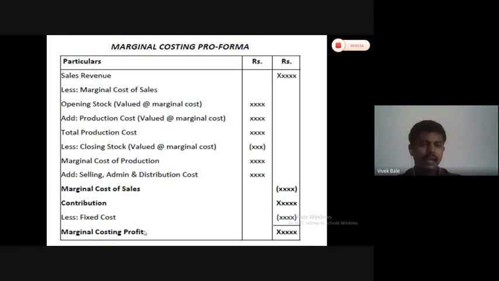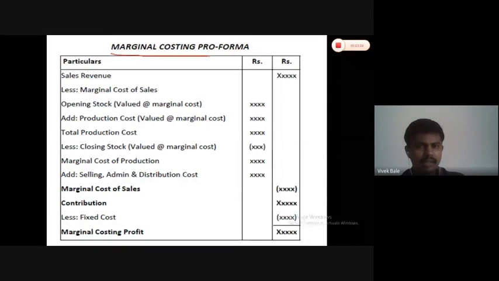And therefore, marginal costing is used for make-or-buy decisions and managerial decisions regarding continuing with the same product, or the introduction of a new product, a new product line, a batch, or any job. Here, as you can see, this is the proforma of the marginal cost sheet.